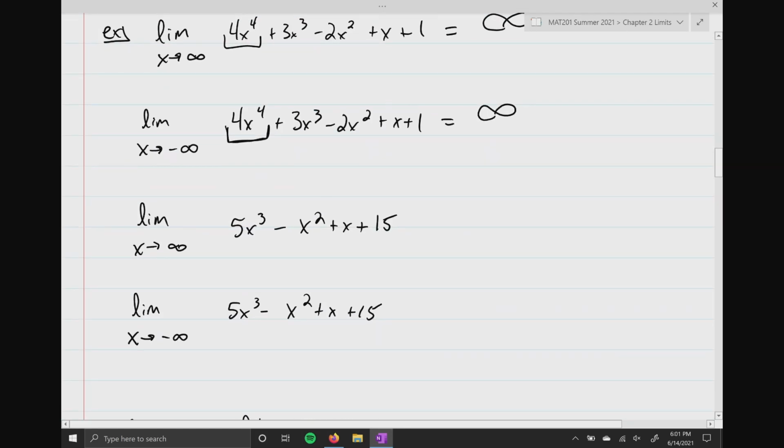Now, for the next two examples, the limit as x approaches infinity, well, here's my leading coefficient, or my leading term. Since that is odd, I got to be careful. Since I'm going to positive infinity, I know this will go to positive infinity.